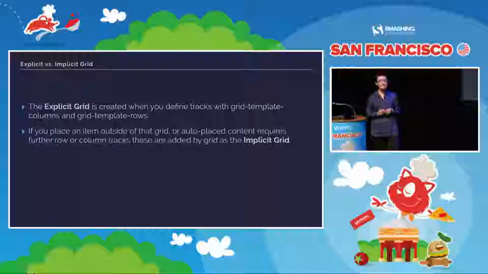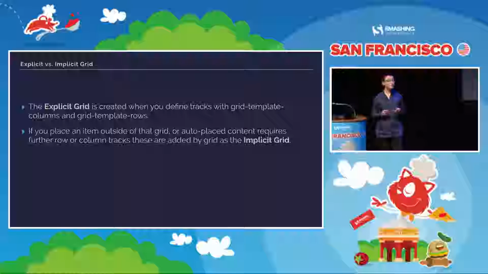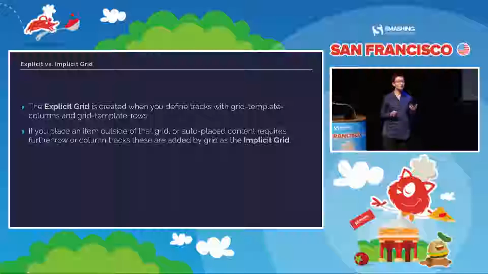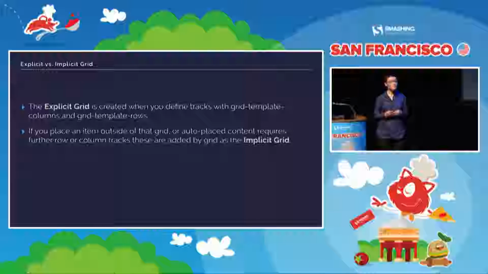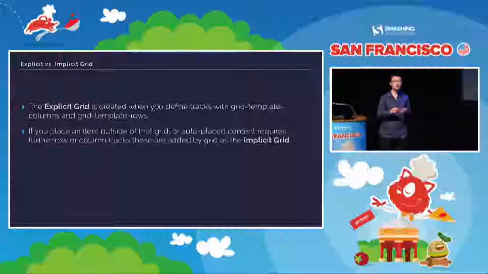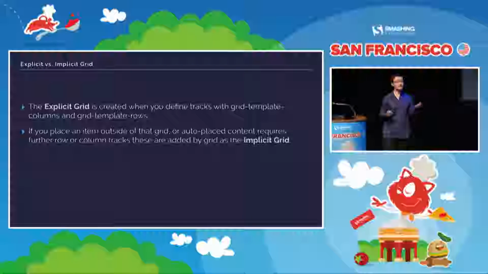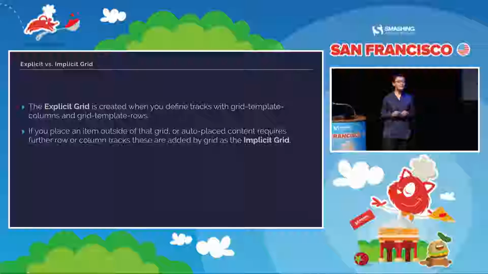There's something else happening there. I didn't actually create any rows in my grid. You create column tracks with grid template columns. You create rows with grid template rows. If you place an item outside of that, now that might be because you actually place something with positioning properties outside, or you've just got more items and they fill into the grid and grid keeps creating tracks for them. That's called the implicit grid, the grid that you haven't explicitly created with your grid definition, but the one that is being created so you don't end up with just a big mess of everything stacked up.